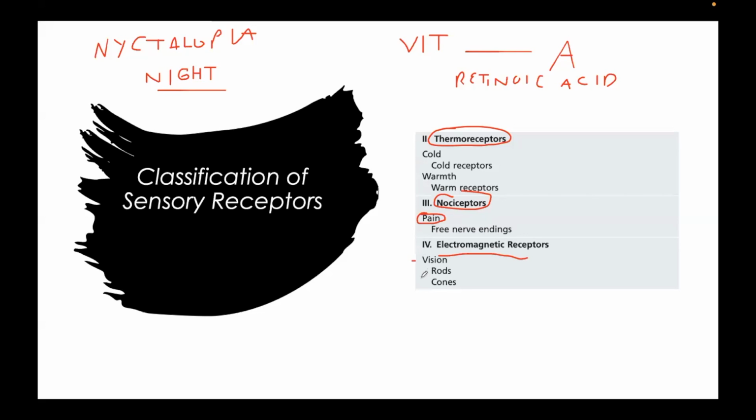Now, between the rods and the cones, which is responsible for color vision? Is it the rods or is it the cones? So letter C for color is letter C. This is the cones. Okay, please remember this. I hope everyone got this.